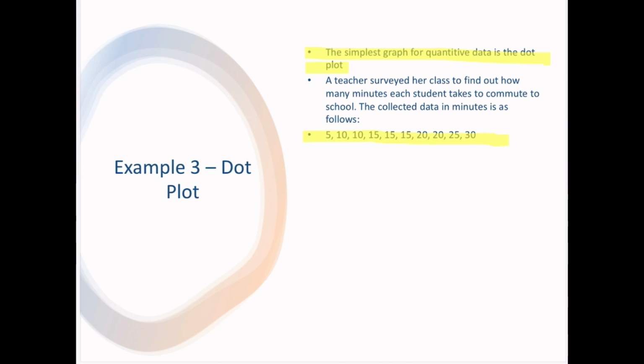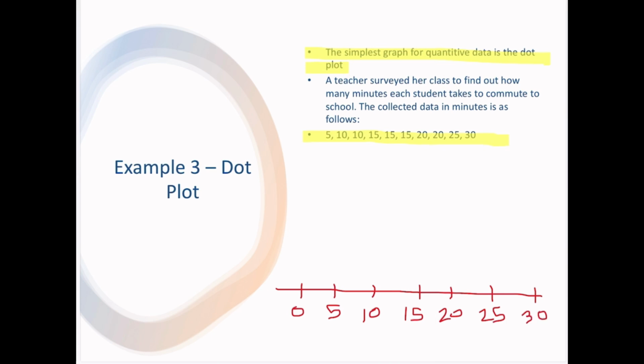So to create our dot plot is very simple. So we're going to do a horizontal line and start labeling. I'm going to go up by 5. So I'm going to start at 0, 5, 10, 15, 20, 25, and 30.